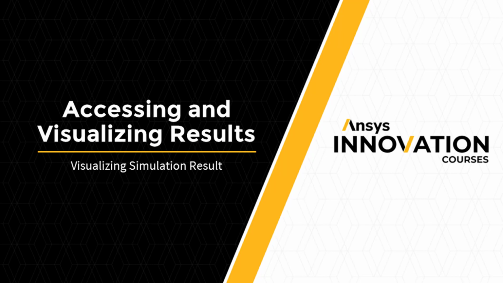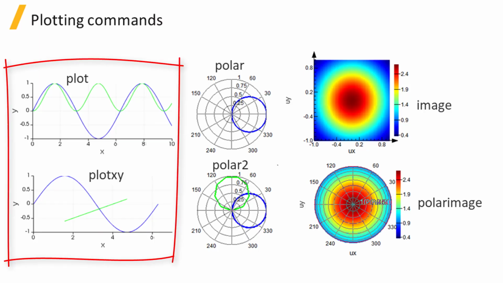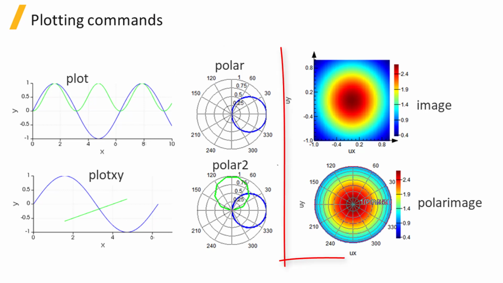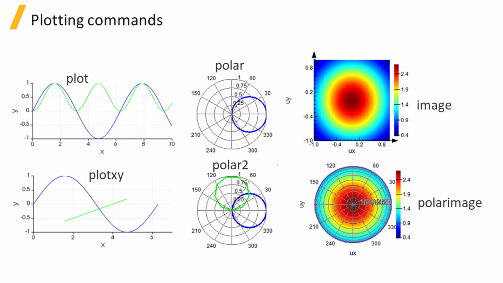Once you retrieve the data of your interest, you can use various plotting commands to visualize your results. Plot and plot xy for line plots, polar and polar2 for polar plots, image for 2D color plots, and PolarImage for 2D polar color plots. We're going to have a close look at each of these and some other useful plotting commands in the next slides.